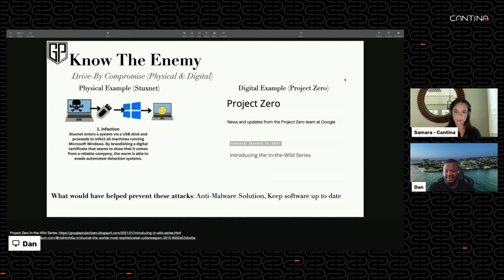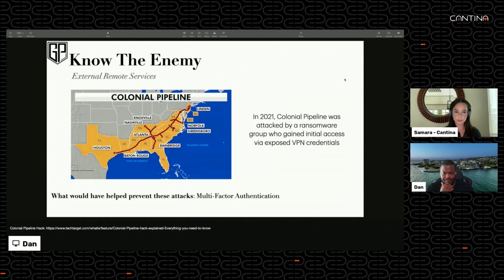Another example I'll add here that is maybe a bit more extreme, but enabling Lockdown Mode if you're on an Apple device as well can go a long way towards mitigating the risk from a drive-by download type of attack.